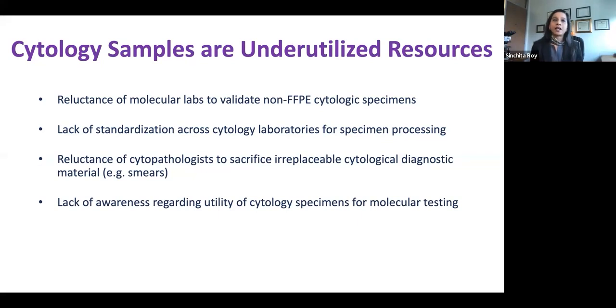Molecular labs are kind of reluctant to accept cytology specimens if they're not formalin fixed. So if we send them formalin fixed cell block specimens, they will accept it because they've already validated their assays on any FFPE tissue for histology. And so they will accept the cytology FFPE cell blocks. However, because they have to do additional validations for non-formalin fixed cytology specimens, there's a general reluctance to take it.